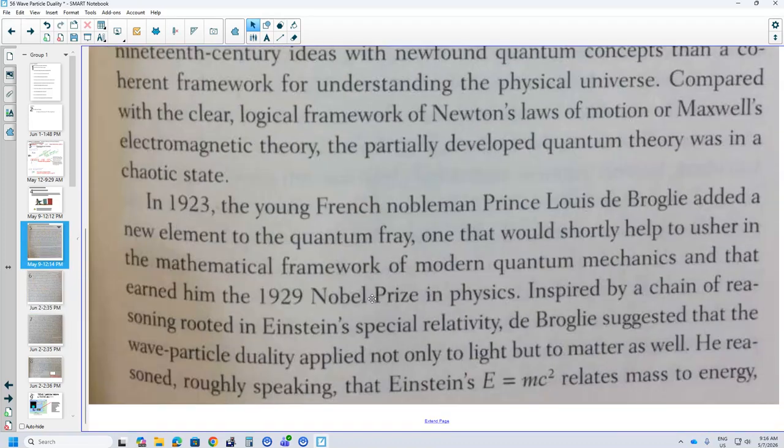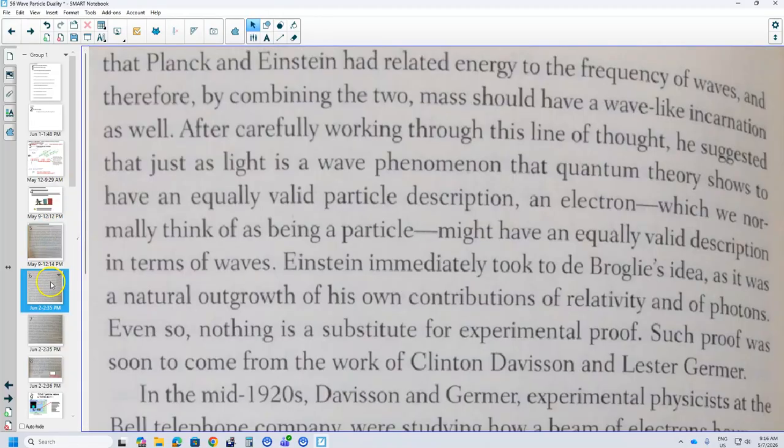It relates mass to energy. It's not the same sentence. Well, that Planck and Einstein, yeah, actually it is. I'm just not enunciating it properly, I guess.